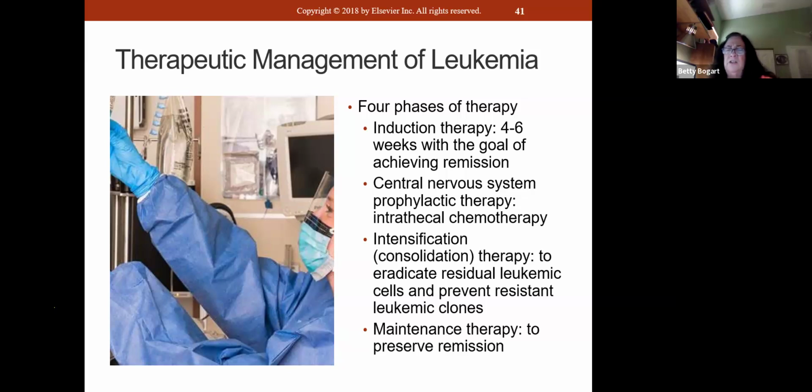So you're saying there's 3 more steps, right? Well, we're making sure there's no cells hidden anywhere. Is it in the central nervous system? Is it hiding somewhere where we need to give a little bit of maintenance, something to keep it away? But the induction is achieving remission. And then it's making sure we're staying there.